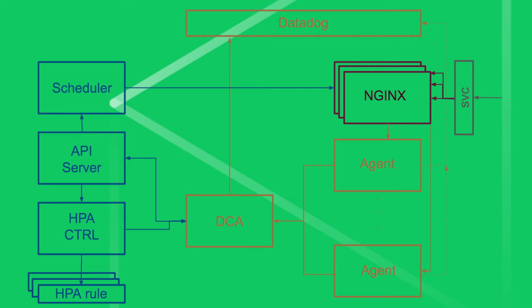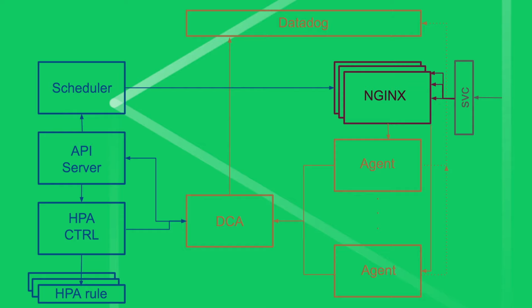Now we also have agents. These agents run on every node, and they will monitor all the containers running on their node. And they will monitor the Nginx boxes as well. All the metrics collected will go to our backend in Datadog.